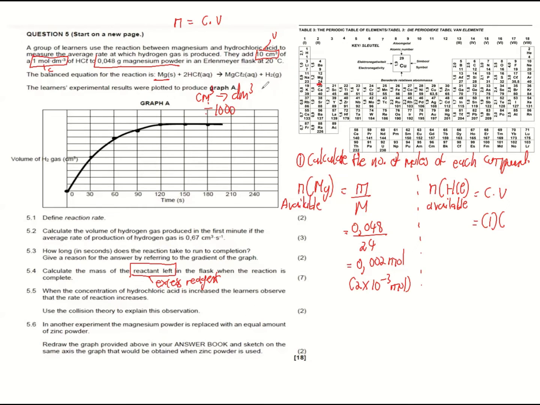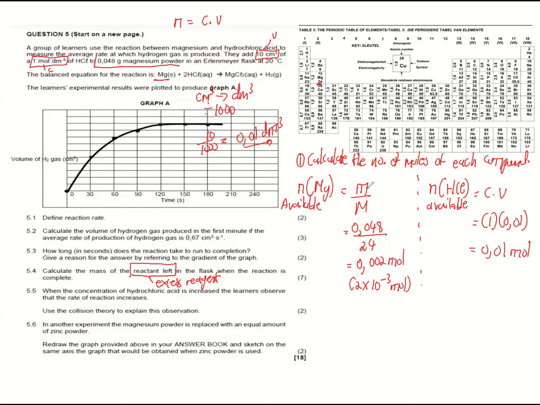So to get our answer in cubic decimeters, we have to say 10 divided by 1,000. That's equal to 0.01 cubic decimeters. Then you put it here, 0.01. So 1 multiplied by 0.01, that's 0.01 mole. So now you have the number of moles available for each of these reactants.